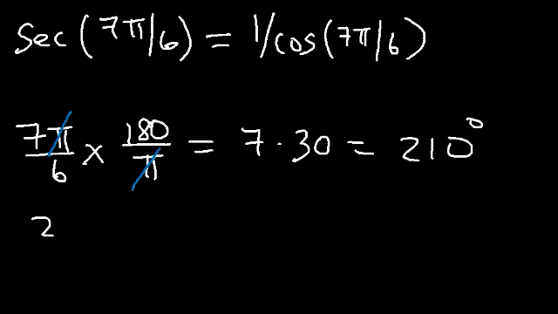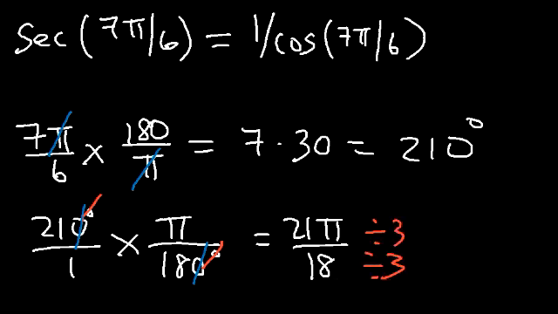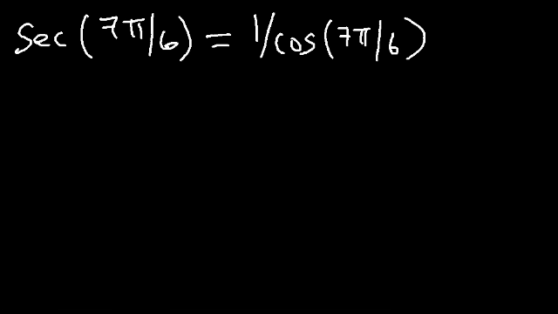Now if you want to go back from degrees to radians, multiply by pi over 180. So the degree symbol will cancel. So what's 210 over 180? What I would do is cancel a 0. So what's 21 over 18? Notice that both of these numbers are divisible by 3. 21 divided by 3 is 7, and 18 divided by 3 is 6. So you get what you started with, 7 pi over 6. So now you know how to go from radians to degrees and degrees to radians. So we're looking for 1 over cosine 210.